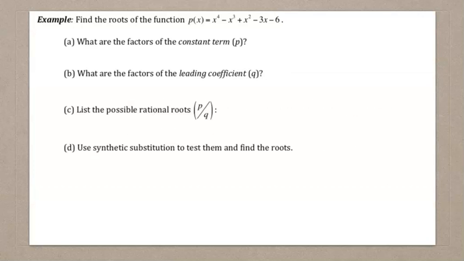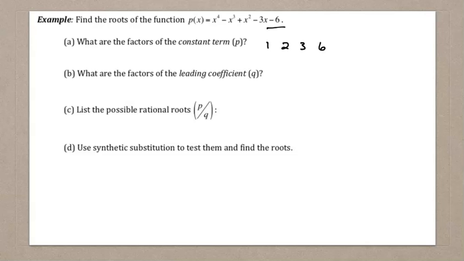What does that mean? Well, in this problem, if I want to find the roots of the polynomial I was given, I need to figure out what are the factors of the constant term, which is p. So in this case, that constant term is 6. So the factors of 6 are 1 and 6, right? And 2 and 3. So we could list the factors of 6 as 1, 2, 3, and 6.